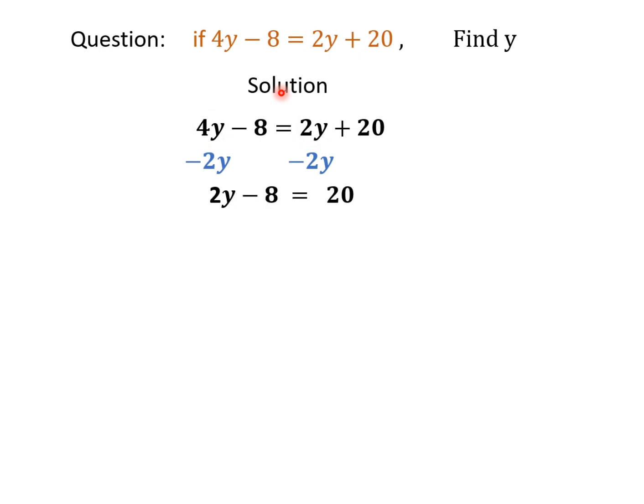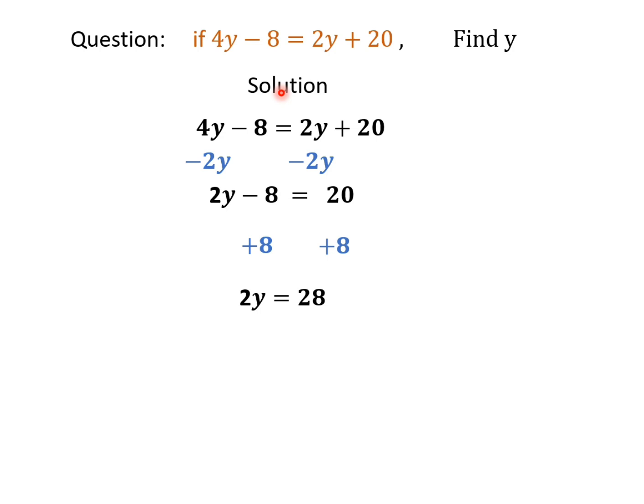Now to find the value of y, I need to isolate the constant term, which are minus 8 and 20. So I'm going to add 8 to both sides. So the new equation becomes 2y equals 28.